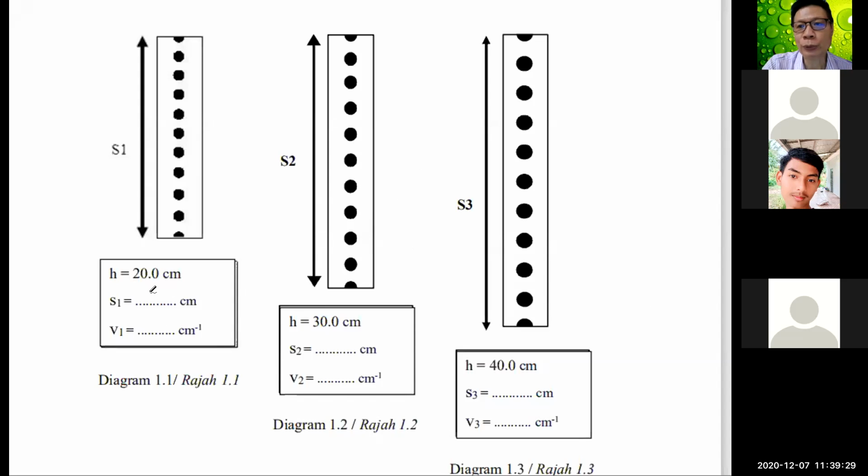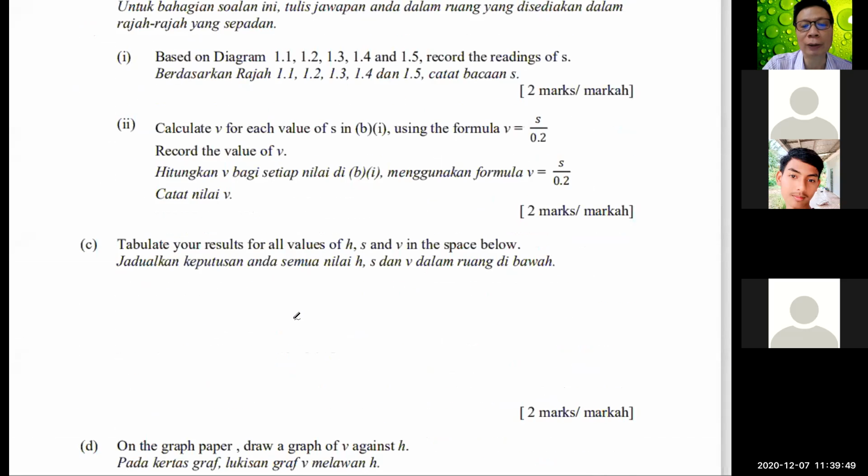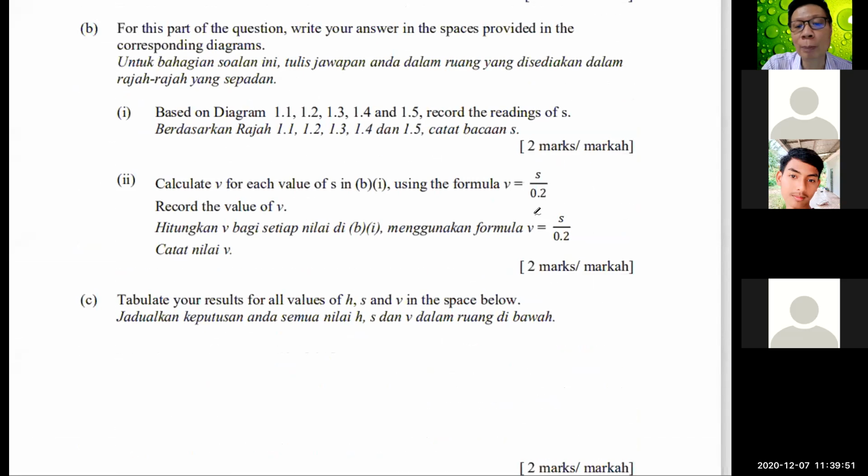If you don't have the paper now, you go and print out the paper, you do it yourself now, okay? Measure the length, put here. Measure the length, put here. Measure the length, put here. Then how to calculate the speed? The speed you calculate using the information given in the question. You see here, use this formula to find the speed.